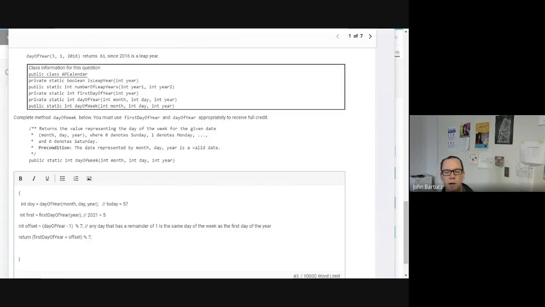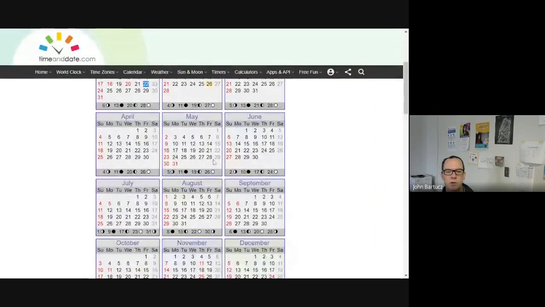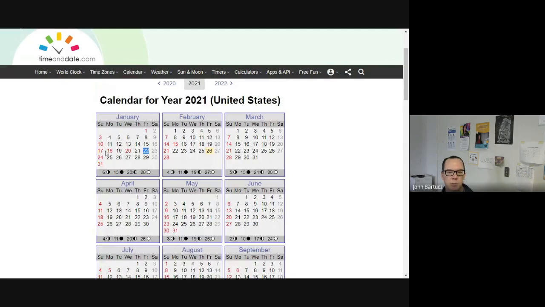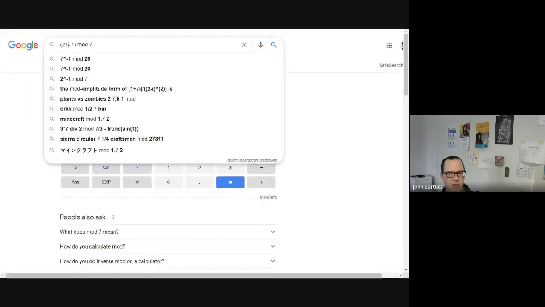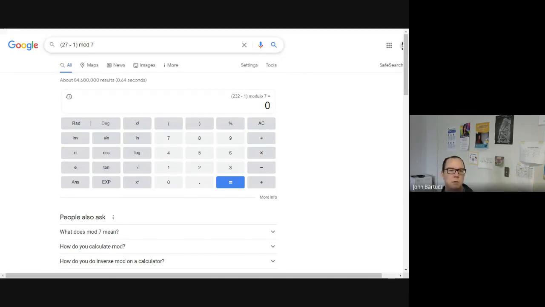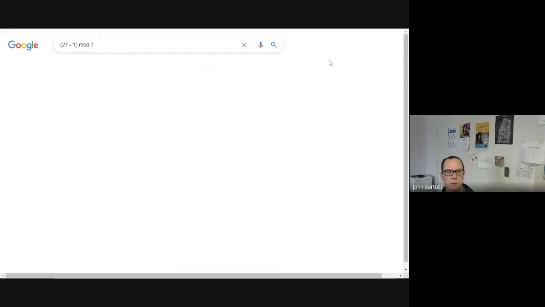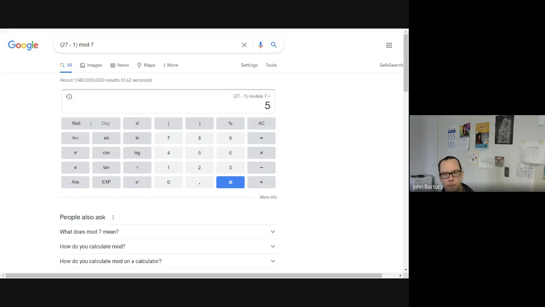When I'm calculating my offset, right, let's try and figure out, as an example, what January 27th is. So we know that it's the 27th day of the year. So 27 minus 1 mod 7 is 5. So that's our offset from the first day of the year.